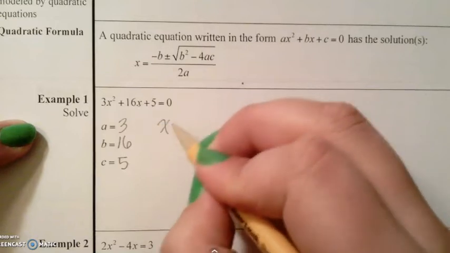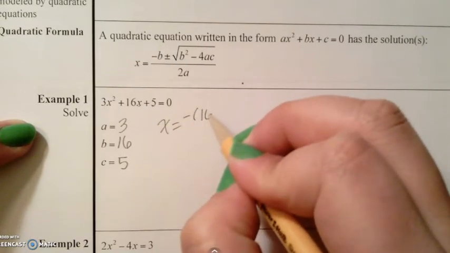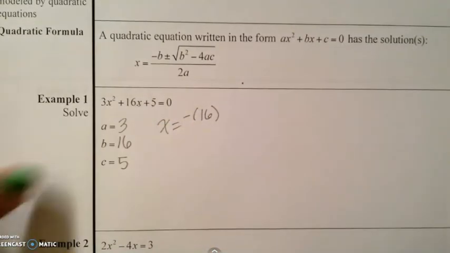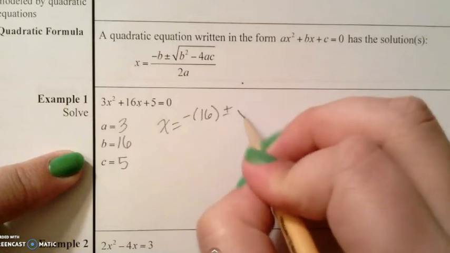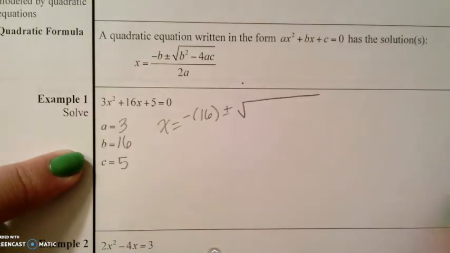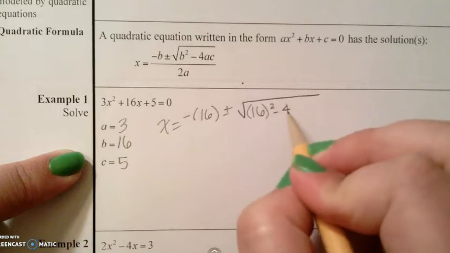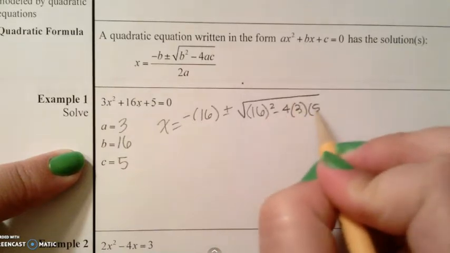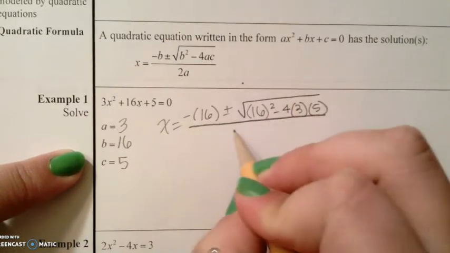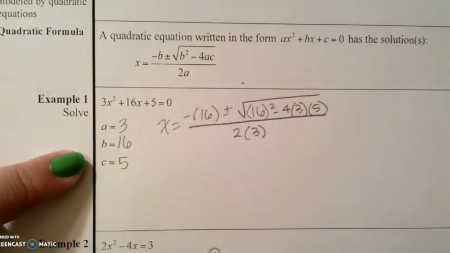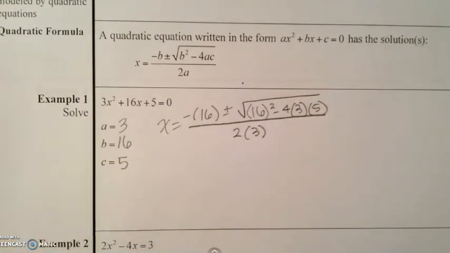So x equals negative b. And remember, whenever we substitute, put parentheses. That way we're not accidentally forgetting negatives or anything like that. Plus or minus the square root of b squared minus 4ac all over 2a. So just substituting in those values. At this point, you might want to start looking at doing some of these calculations on your calculator, because some of them do end up being big numbers.